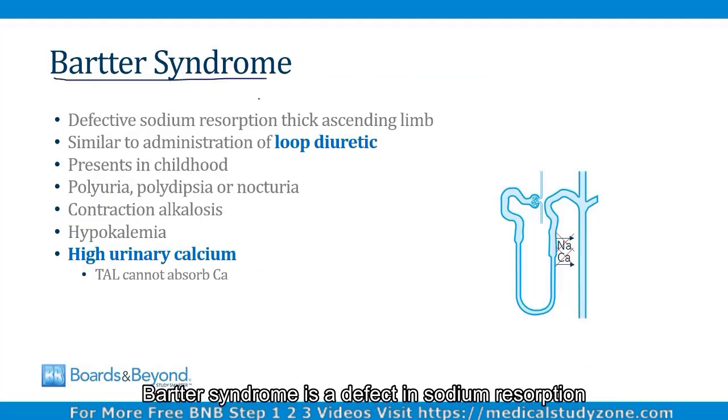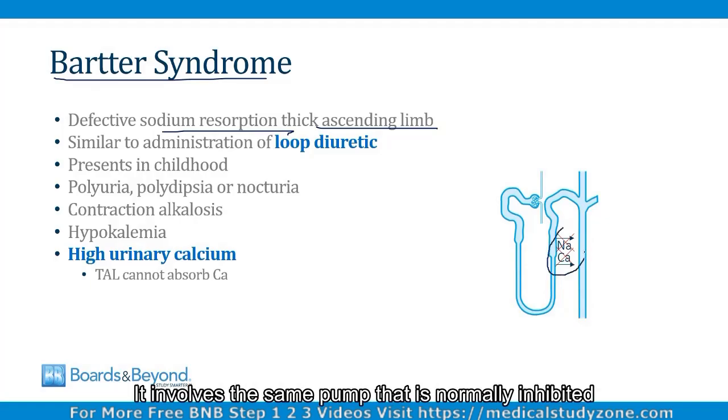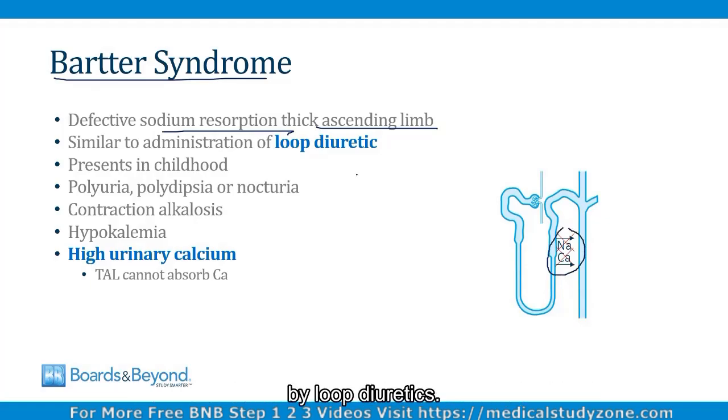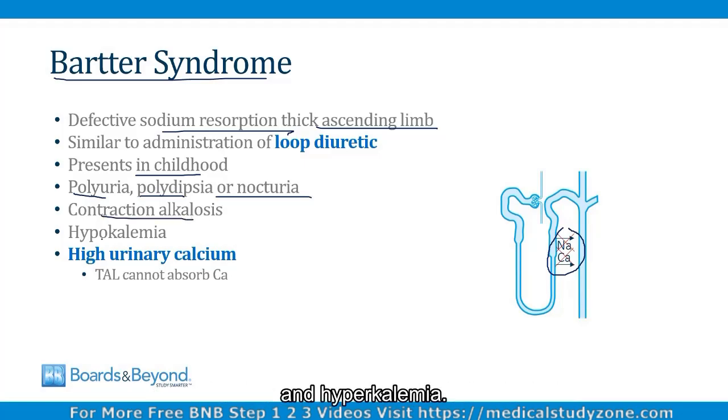Bartter syndrome is a defect in sodium resorption in the thick ascending limb. It involves the same pump that is normally inhibited by loop diuretics. This presents in childhood with polyuria. Because patients are urinating a lot, they're thirsty all the time, so the parent may notice polydipsia. And often these children have nocturia, meaning they wet the bed, and that's because of the high volume of urine produced at night. They develop a contraction metabolic alkalosis and hypokalemia.